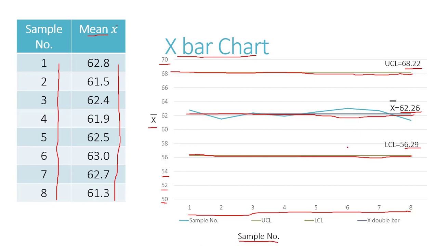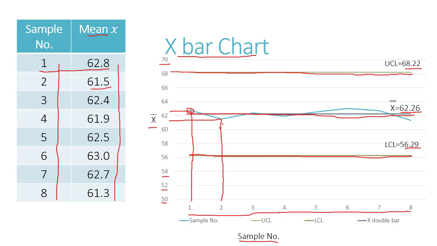After putting these three horizontal lines, we will put points with respect to sample number and mean value. So the first sample has a value of 62.8. So we will get the first point at 62.8. The second sample has a value of 61.5. So for the second sample the value of X bar is 61.5. So we will get the second point.